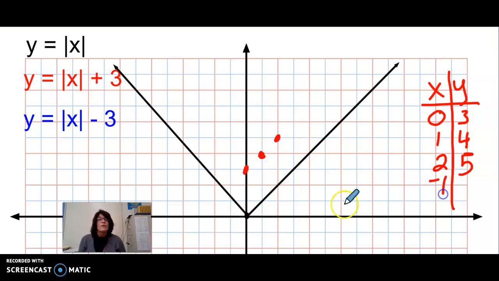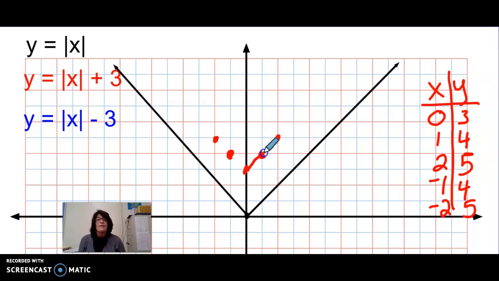When I put -1 in, the absolute value of -1 is +1. +1 plus 3 is 4. So -1 gives me 4. When I put -2 in, the absolute value of -2 is +2. +2 plus 3 is 5. So -2 gives me 5.